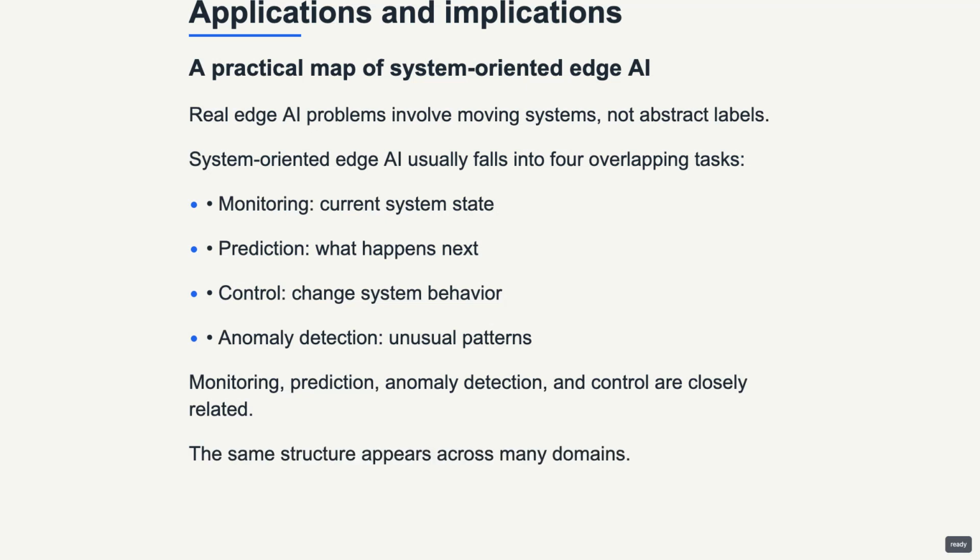That pattern shows up in many places, from industrial maintenance to fleet systems and robotics. The sensors differ, but the logic stays the same. Noisy signals come in, a local model interprets them, and the system records, warns, predicts, or acts.